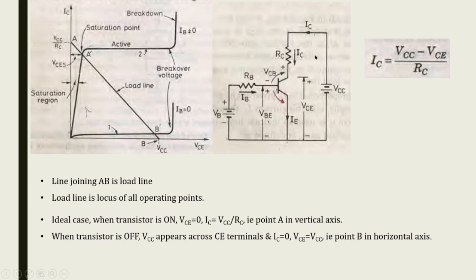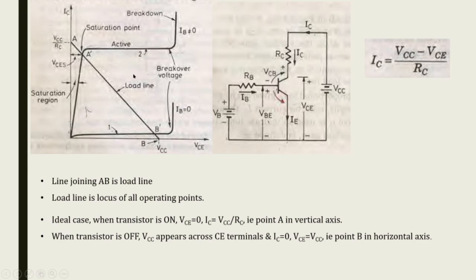From this figure, we know that the collector current across this resistor RC is given as VCC minus VCE divided by RC. That is the equation for the collector current across this resistor RC. From this diagram, IC equals VCC minus VCE divided by the collector resistance RC. This equation is called the equation of the load line. Based on that, this load line is defined.